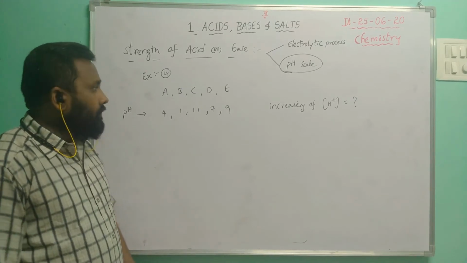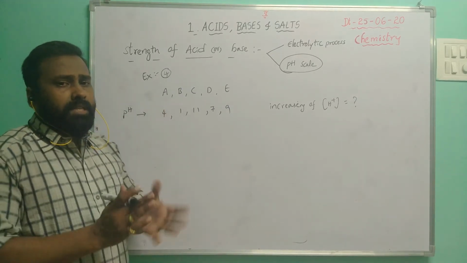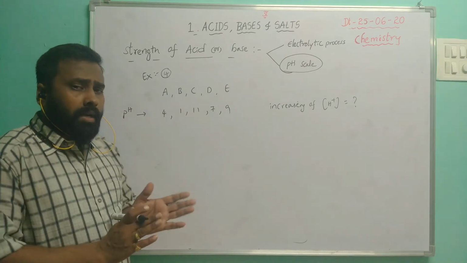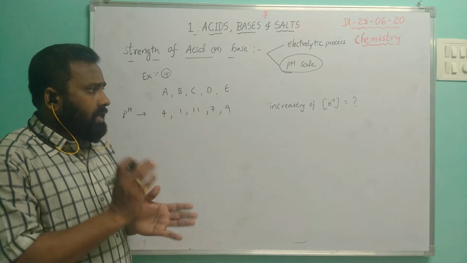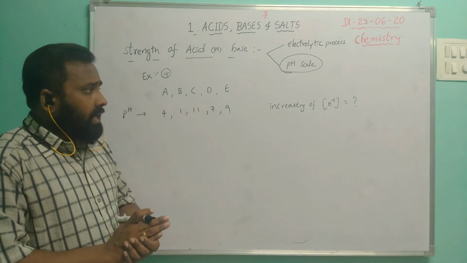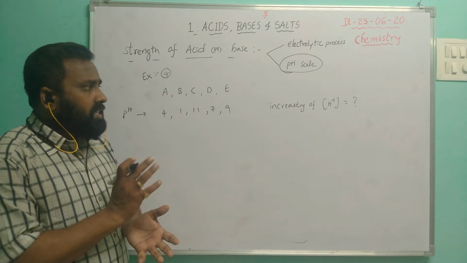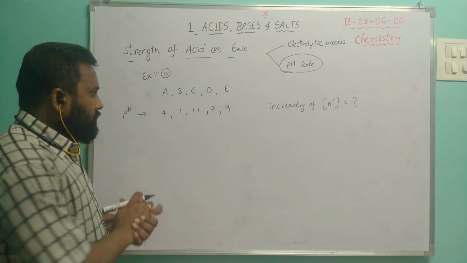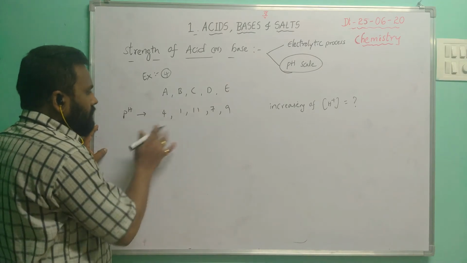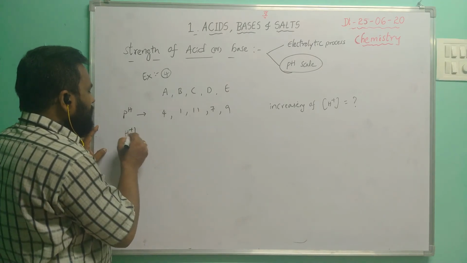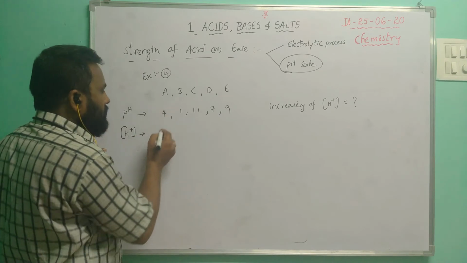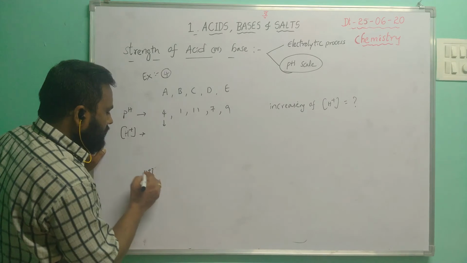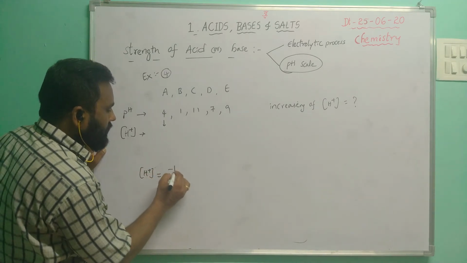Next example, fourth example. Five samples are given: A, B, C, D, E. Their pH values are 4, 1, 11, 7 and 9 respectively. Arrange their H plus ion concentration in increasing order. First, the pH values are known. Then the H plus ion concentration of these samples is nothing but 10 to the power of minus pH.